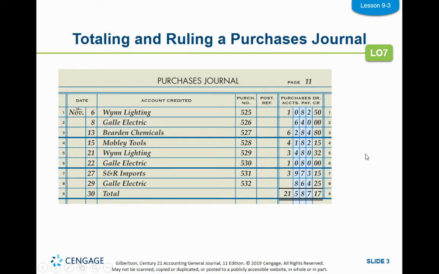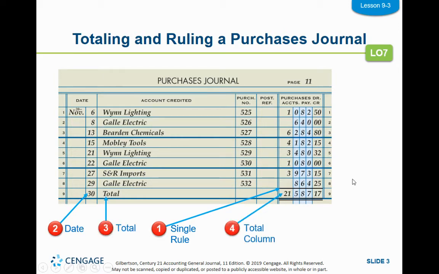Then at the end of the month, or at the end of the page, whichever comes first, you're going to total your purchases journal. You're going to draw that single line there to show that you're doing a calculation. You're going to do the date and the word total, and then you're going to add that up to get that total amount. And then this is the amount that you're going to post to purchases as a debit and accounts payable as a credit in the general ledger.